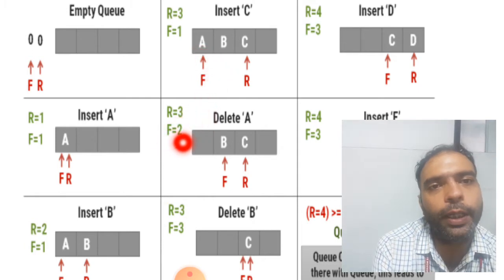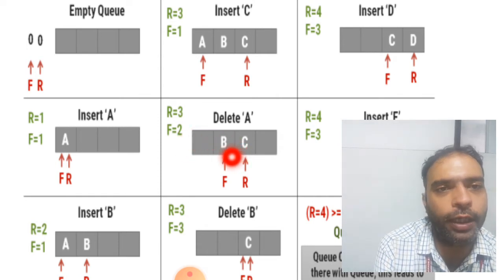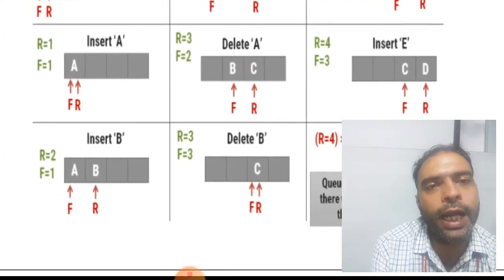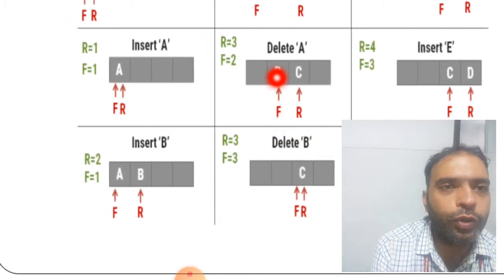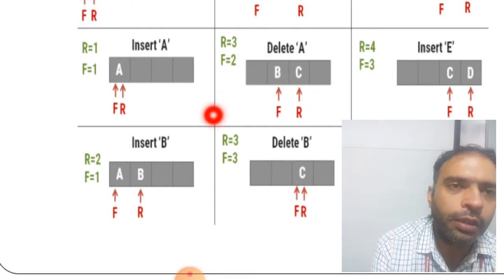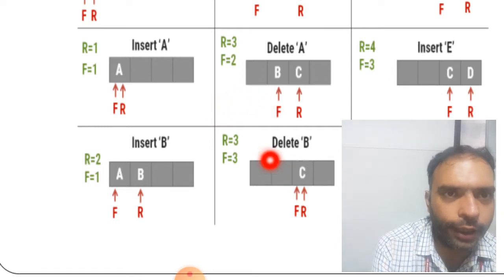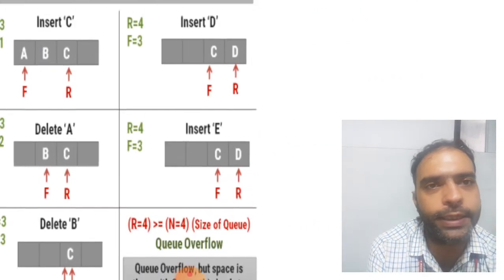So here it will be deleted and F will be incremented, then it will go towards B for the next deletion. Then after B is given for the deletion. So here F is again incremented, then it will go towards C, and this will be given as a deleted part of this queue, right? Now R is equal to 3 and F is equal to 3, both remain same.